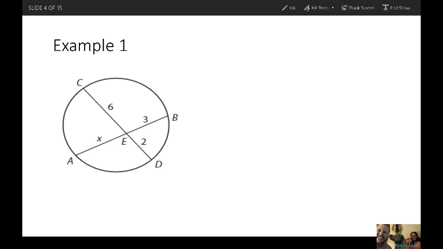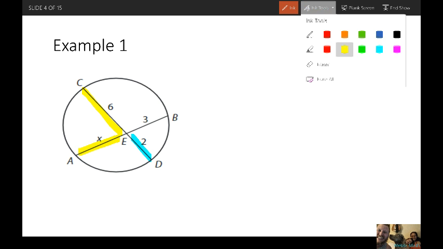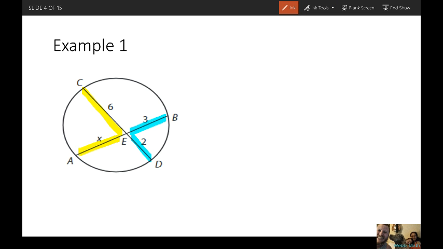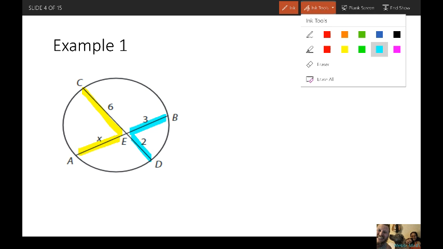We're going to have CE, this big segment, part of the chord, times ED, and then we're going to have AE, which is the longer side of this. The image is a little warped. I think your photo is a little bit better on this. And then that's going to be multiplied by BE. So let's try this out. Let's actually do some math.